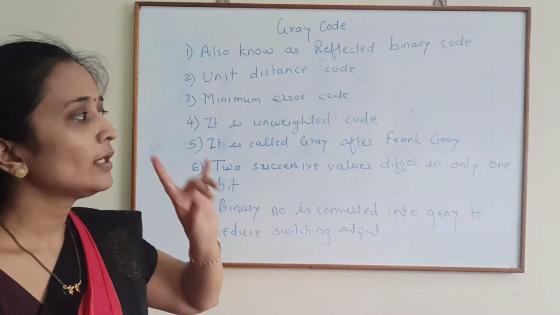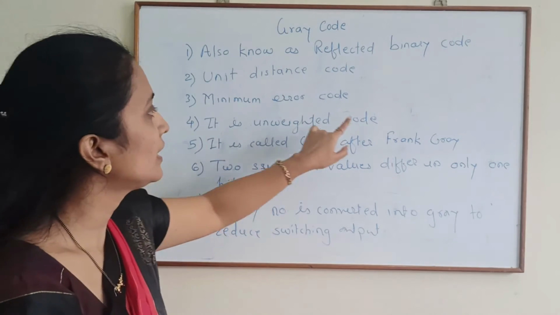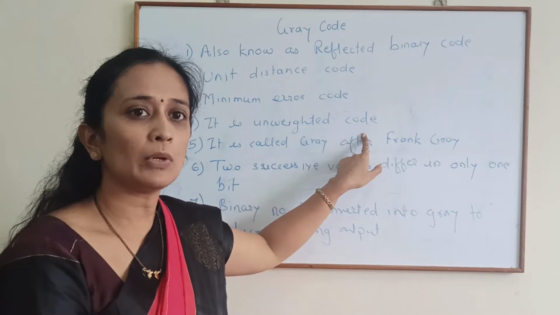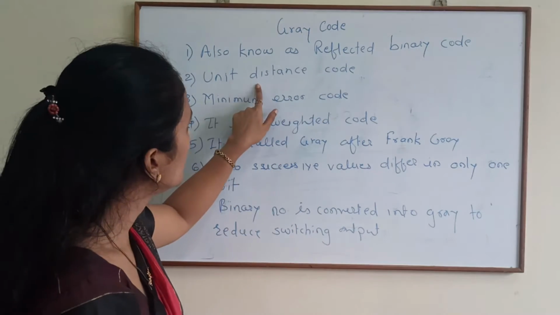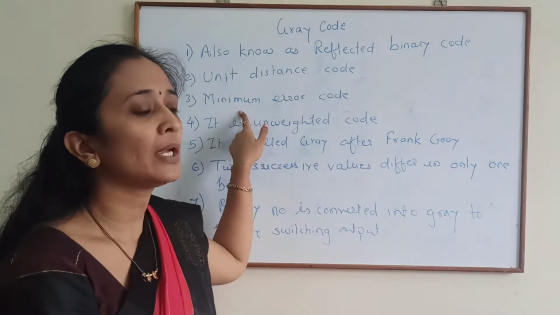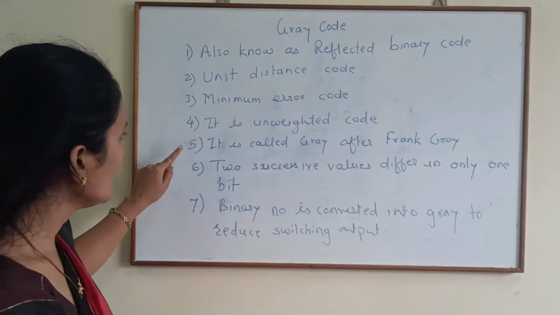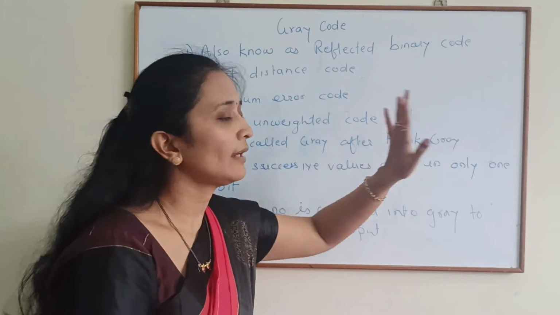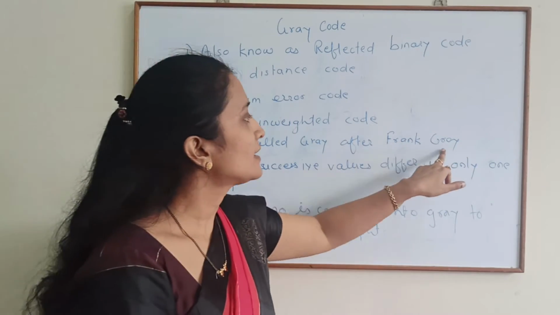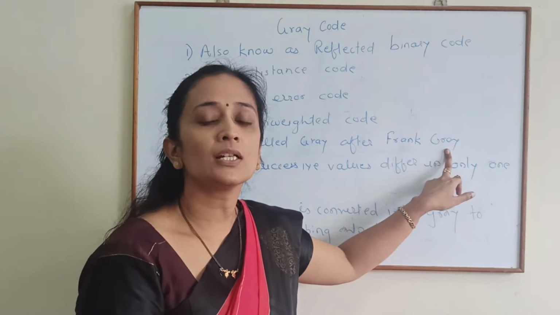Now, what is Gray code? Gray code is unweighted code or unweighted number system. It is also called as a RBC, unit distance code and minimum error code. Next point is, it is called Gray after Frank Gray. Frank Gray is the scientist who has invented this number system.